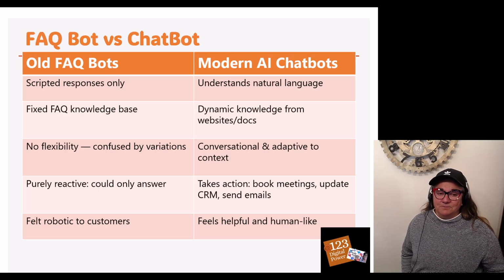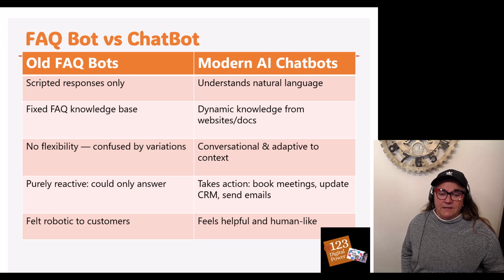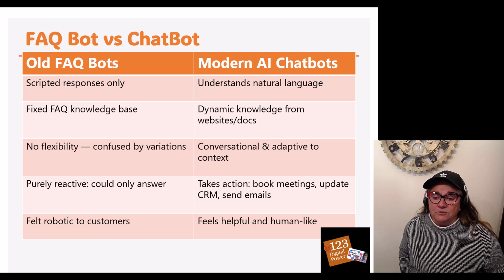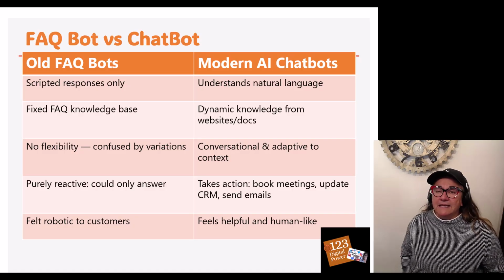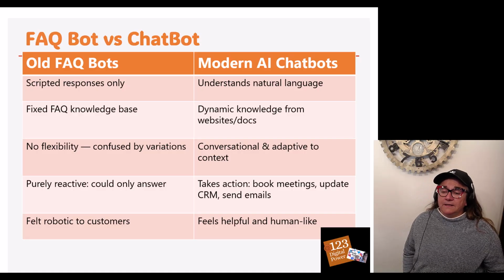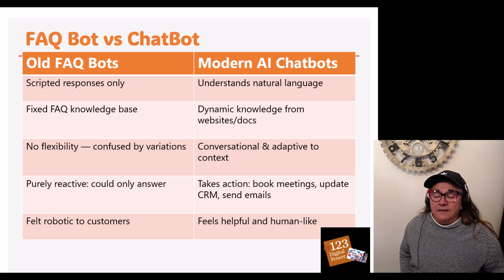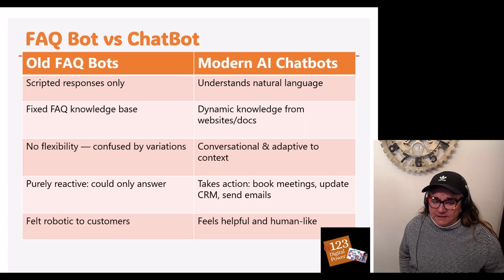Pretty cool, right? So it's pretty amazing. So there's no flexibility in the old one to think that way. And here we have more flexibility. The old one was purely reactive and could only answer. Your new one, the AI chatbot, can take action, and based on what's happening in the chat, it could actually do some more activity versus only answer. It can book a meeting. It can send a CRM update. It can send emails. So it can do more things than simply answer.